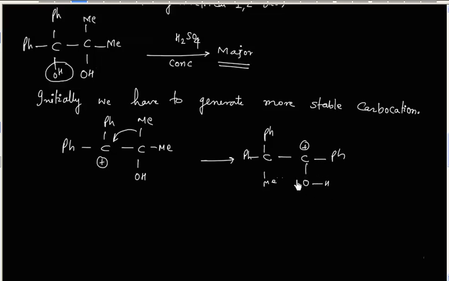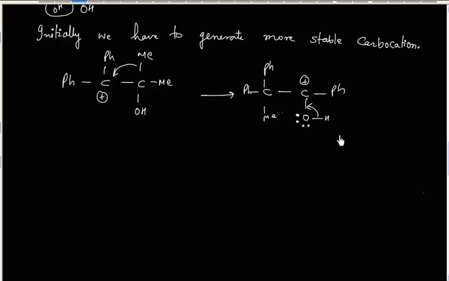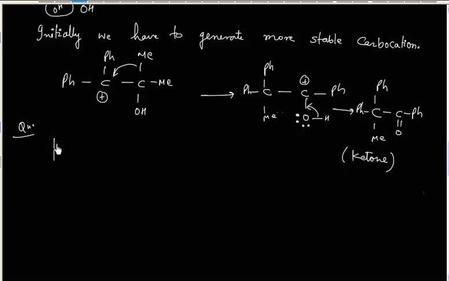And in the next step, we can lose H plus to generate a ketone. So the final product in this case is a ketone, C double bond O, with an R group. So the final product is a ketone. Now let us try this problem.